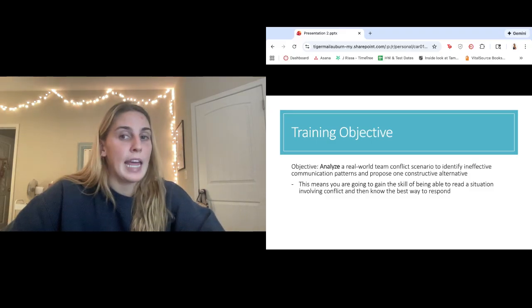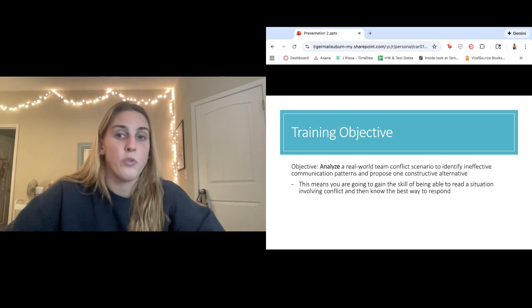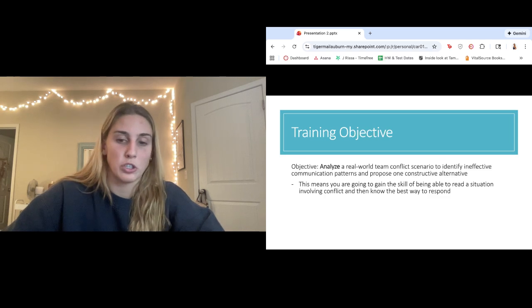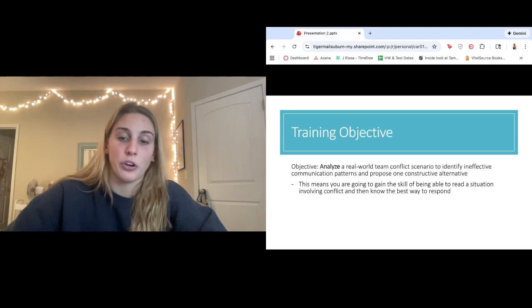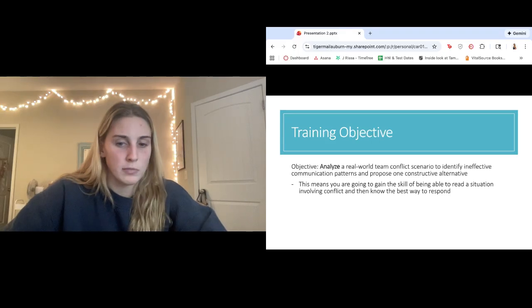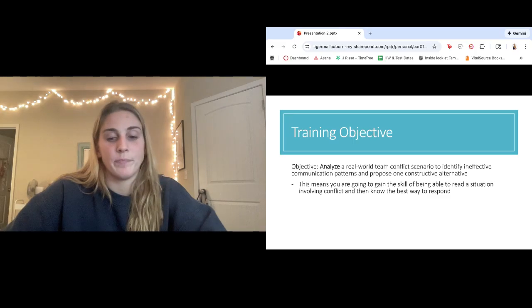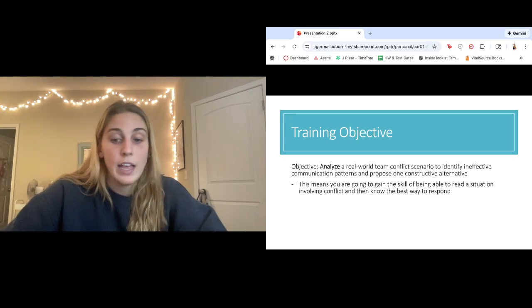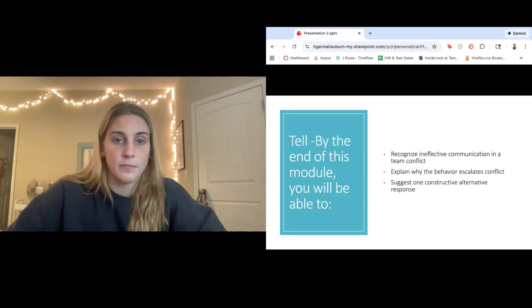This means you're going to gain the skill of being able to read a situation involving conflict and then know the best way to respond in these situations. This is a skill that you're going to learn, not just learning random terms. This is something that you're going to actually be able to use in a team setting in any real world situation. Our goal here is to identify issues and improve our responses.